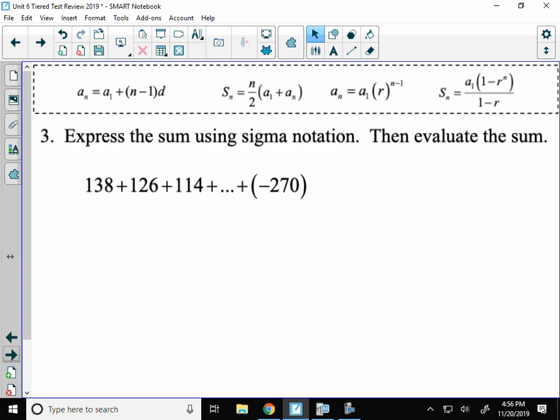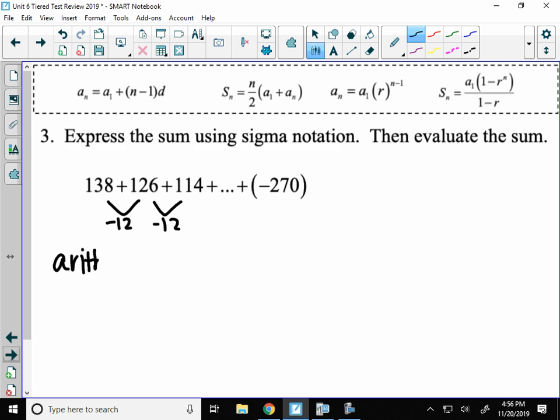138 plus 126 plus 114. Let's see, it looks like I'm subtracting 12 here. Yep, that seems to work. So this is going to be an arithmetic series with a d of -12.